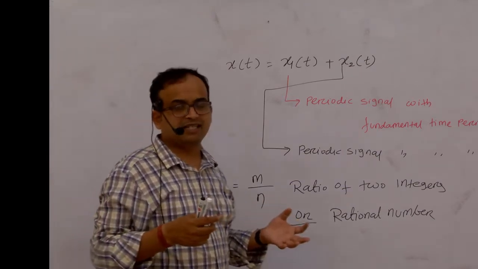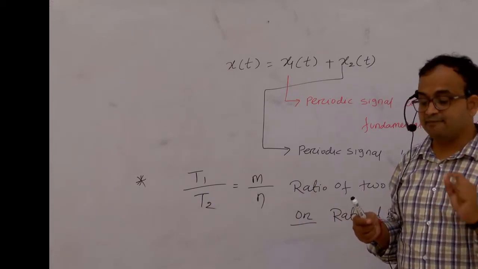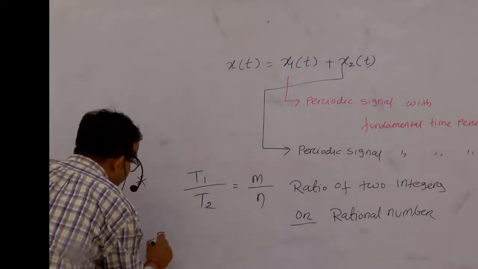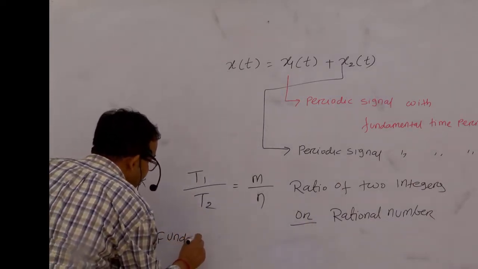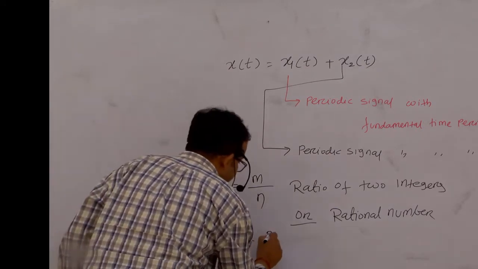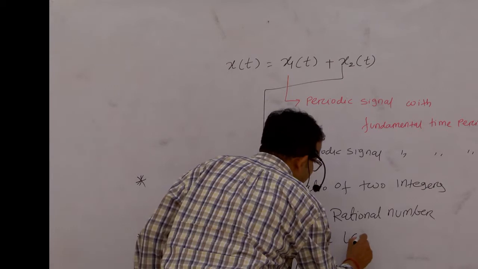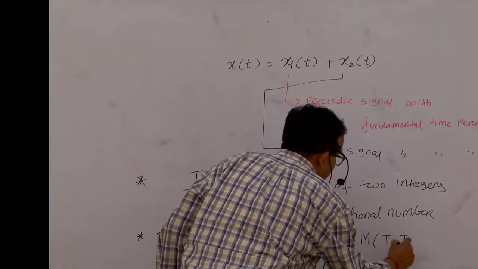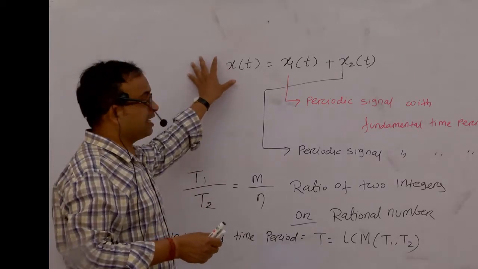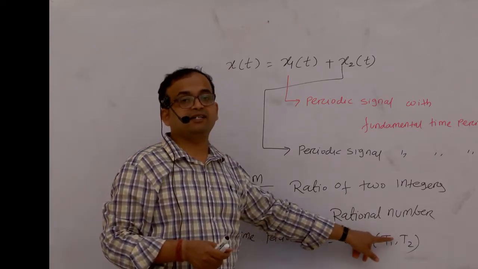If x of t is a periodic signal, what is the fundamental time period? Very simple. The fundamental time period t equals the LCM of t1 and t2. So if x of t is a periodic signal, its fundamental time period is the LCM of t1 and t2. Remember these things.